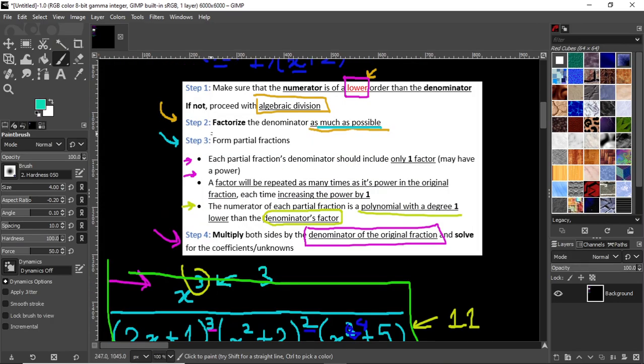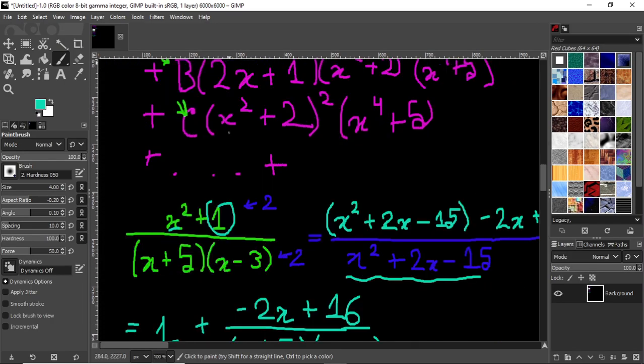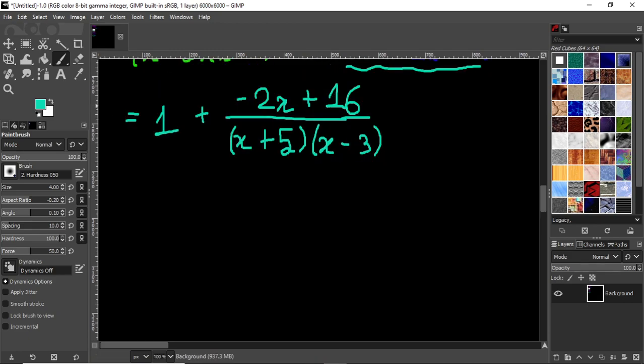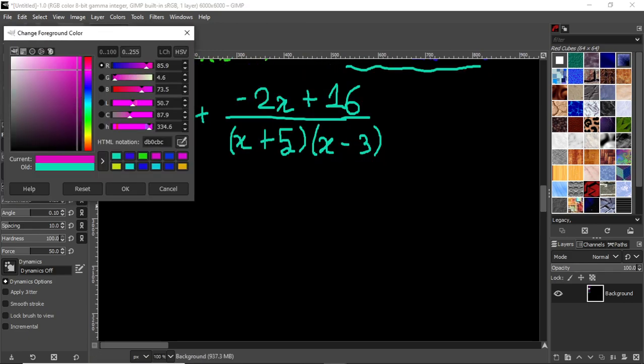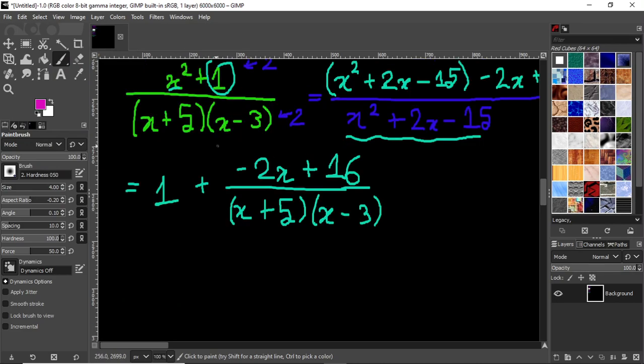Step 2, factorize the denominator as much as possible. Now, since we did the algebraic division, we'd have some terms here that are not going to be involved in the partial fraction decomposition, so we leave those aside for now. Also, another thing that I'd like to do before doing the partial fraction decomposition is, we have a common factor here, right? We have 2. We can take a factor of 2 from the numerator.